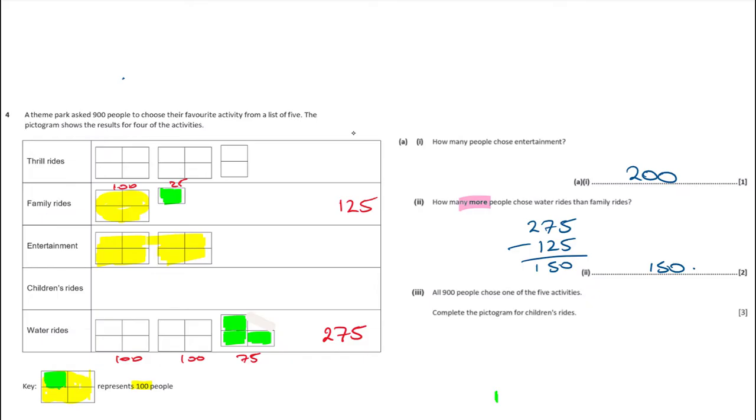And then finally, all 900 people chose one of the 5 activities.